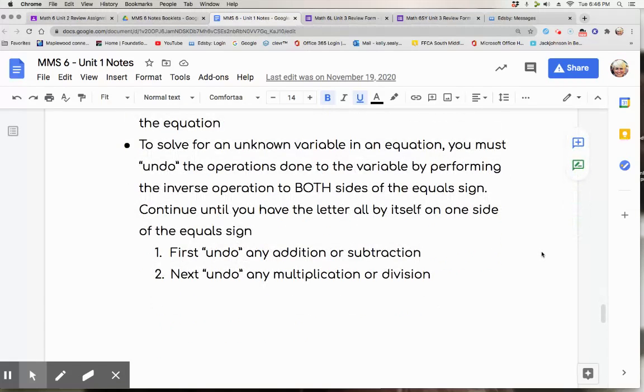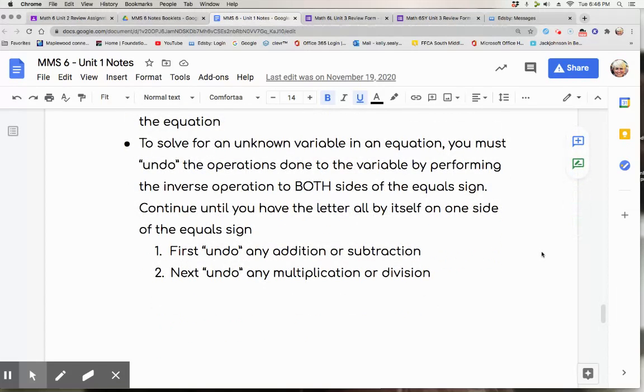The steps are: number 1, first undo any addition or subtraction, and the second step is to undo any multiplication or division. This is when we are solving for n.